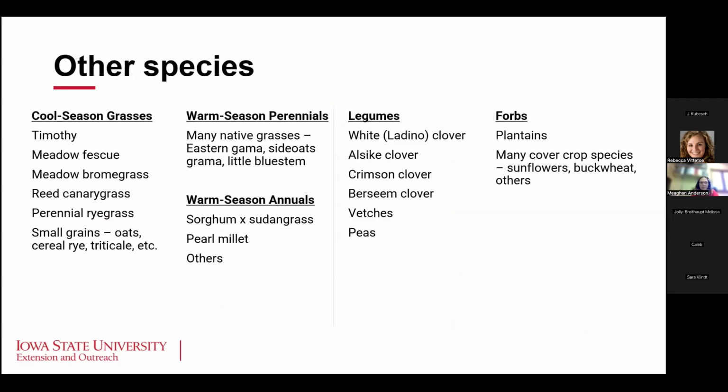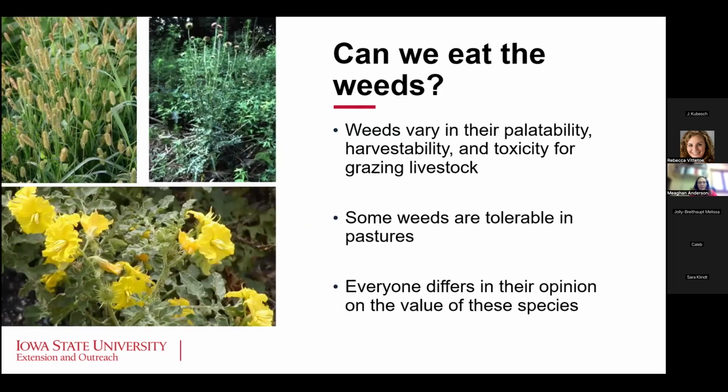So just my last notes here. There are a ton of other species that I didn't cover. I didn't even touch on cool season annuals, like our small grains or warm season annuals that you could use for short-term forage options. But there's a lot more information about those and the species that I talked about available online. And so my last little comment here before I give you your resources is, can we eat the weeds?